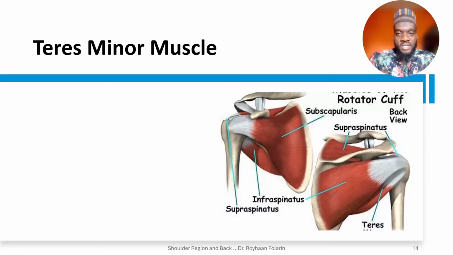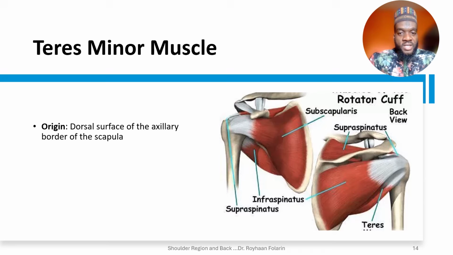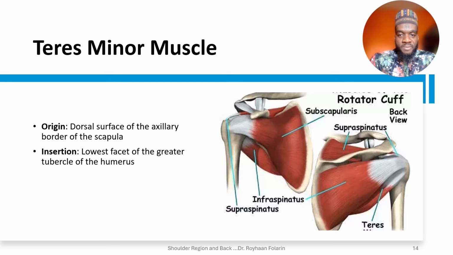Next muscle, that's the last of the four rotator cuff muscles, is the teres minor. And the teres minor muscle, which is right here, is originating from the dorsal surface of the axillary border of the scapula. So it's right here, and it's originating underneath. It's deep to the infraspinatus muscle. And so it goes from here to insert into the lowest facet of the greater tubercle of the humerus.